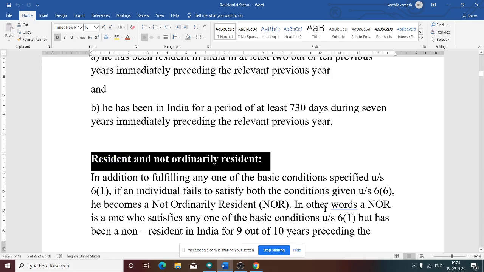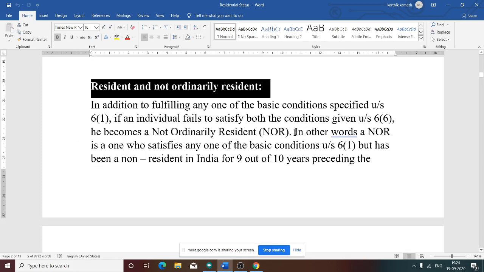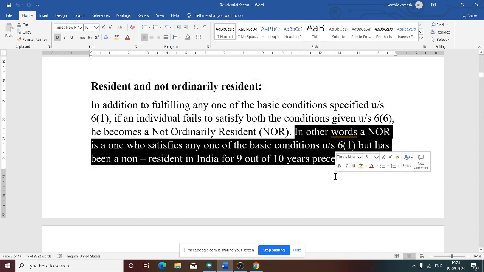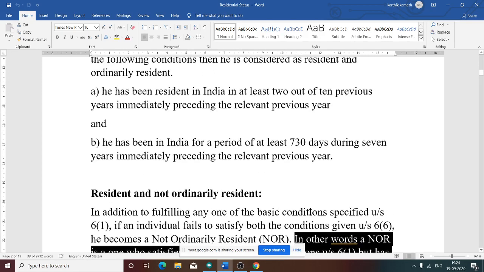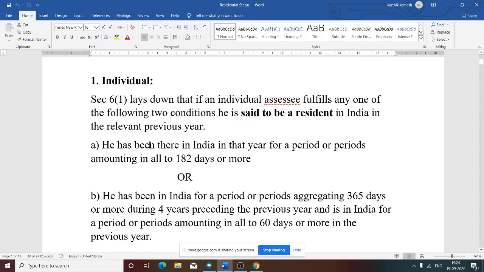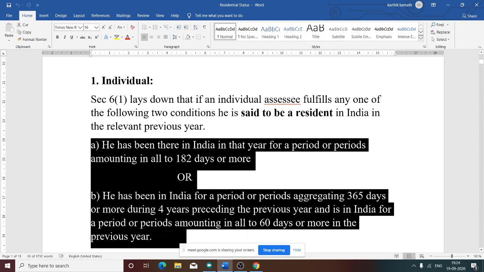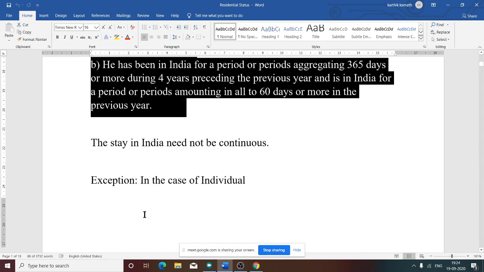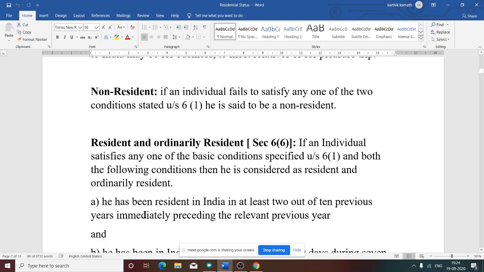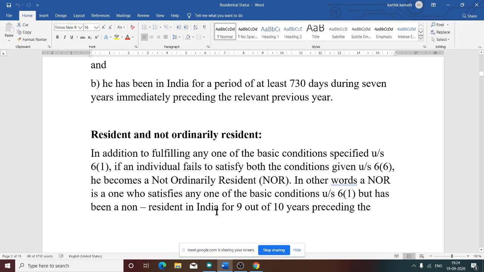RNOR, in other words, is the one who satisfies any one of the basic conditions under section 6 clause 1. Any one of the basic conditions means what? What is the basic condition? He satisfies any one of these two conditions. Then you see the meaning again.